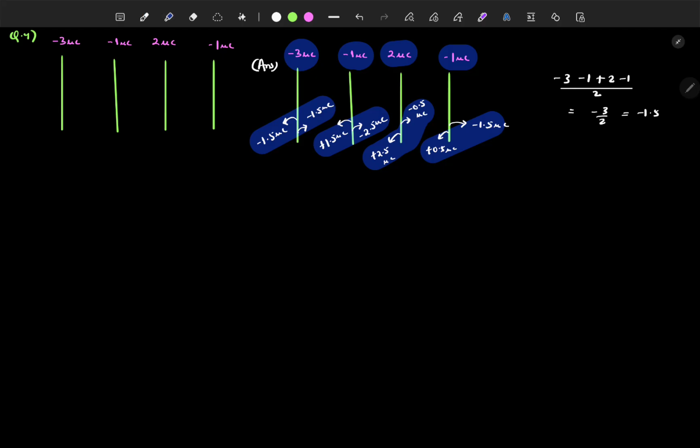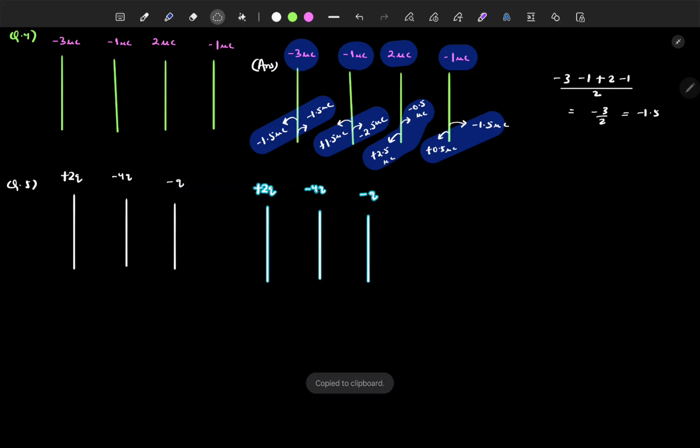Again, come to your question number 5. In question number 5, you are instructed to calculate the charge distribution, as shown in the figure. There are 3 plates. The first plate charge is plus 2q, the second plate charge is minus 4q, and the third plate total charge is minus q. Again, you have to find the distribution of charge on each surface of each plate.